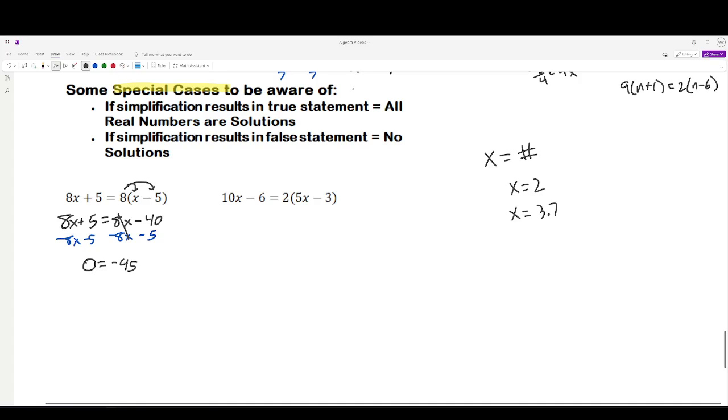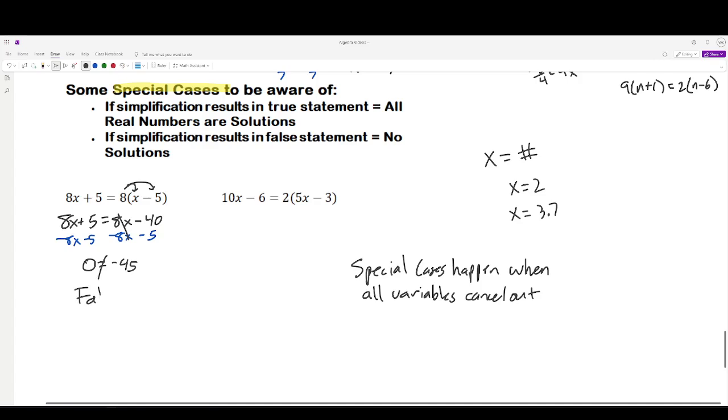So a note you probably want to make here is that special cases happen when all variables cancel. So in this case, all of our x's went away, and we're left with an equation that says 0 is equal to negative 45. Hopefully, we know that that's not true. 0 is not equal to negative 45. This is a false statement.